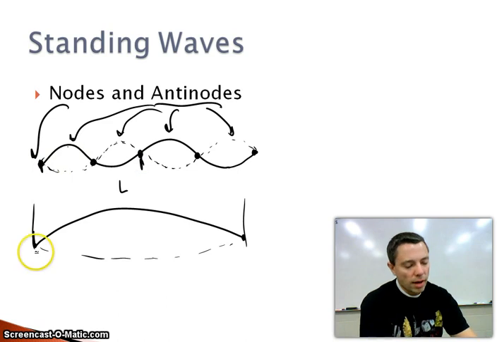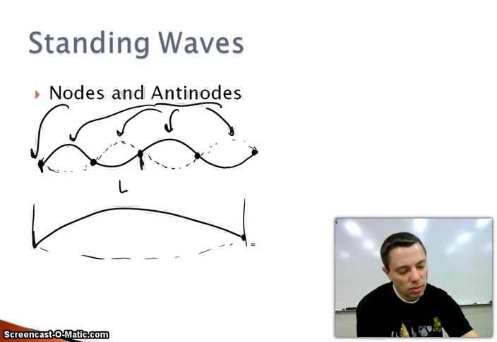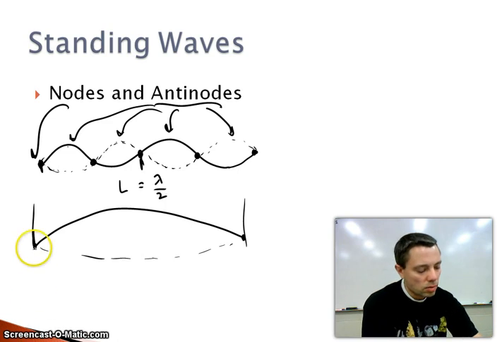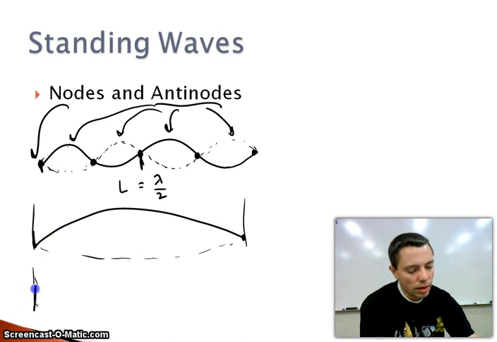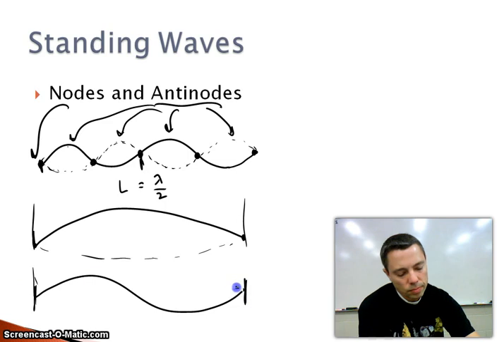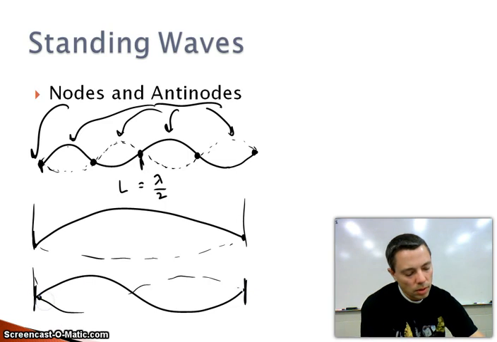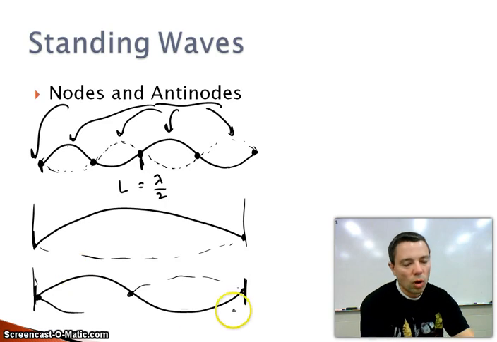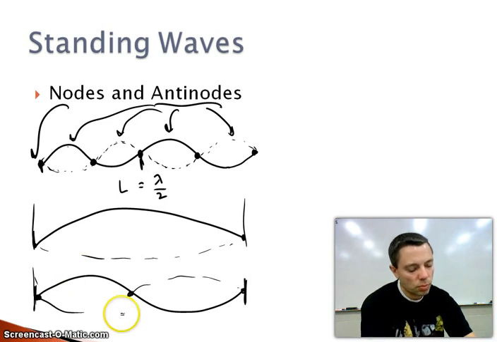Now in this pattern, I'm only getting half of a wavelength. So this length in this picture is half of a wavelength. If I wanted to see what it would look like with a full wavelength, I'd keep the same general length, pluck it, and it would form something like this. I get a node, a node, and a node. So I have 3 nodes and 2 antinodes, and that gives me 1 full wave in this length. So in this picture, this length is equal to 1 wavelength.